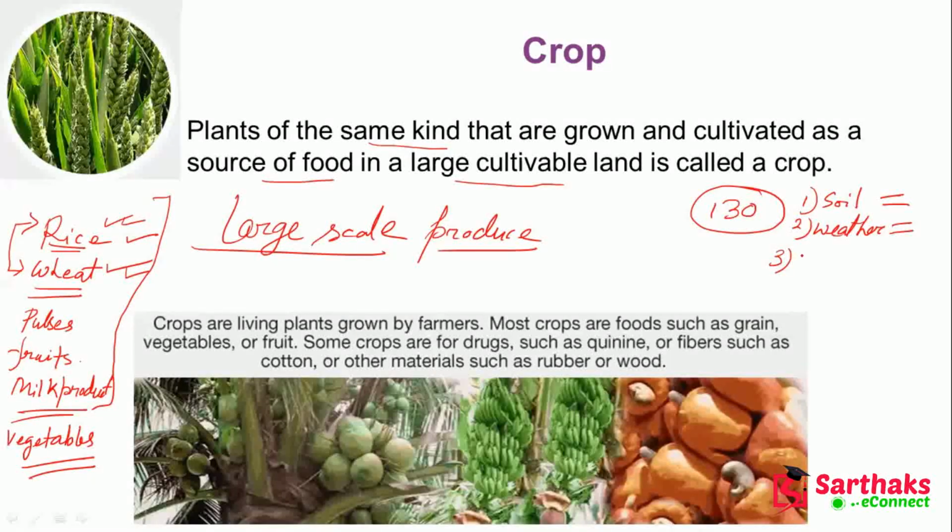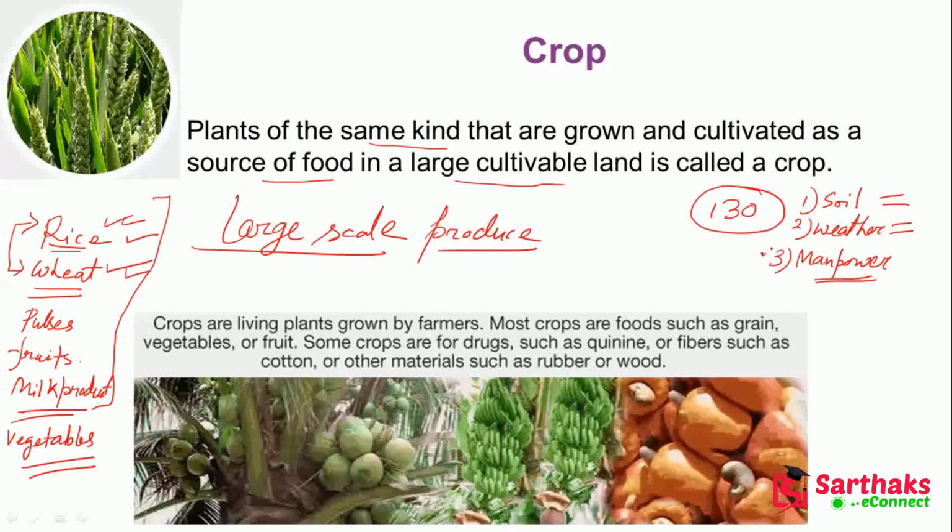That is the manpower. This is also very, very important. Suppose I am cultivating in a place where no one is living and they have to come from a very long distance. So it is not possible. So how much manpower is available? According to that, we make one land cultivable.